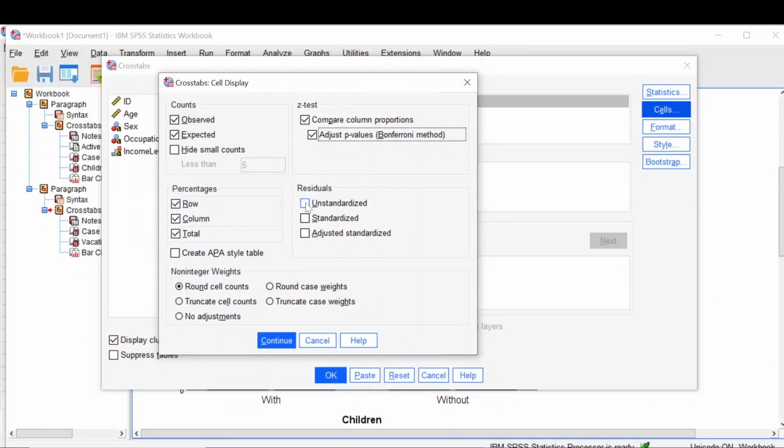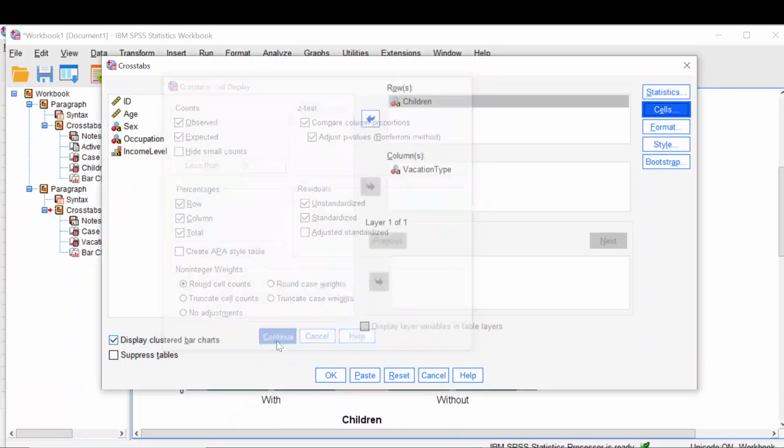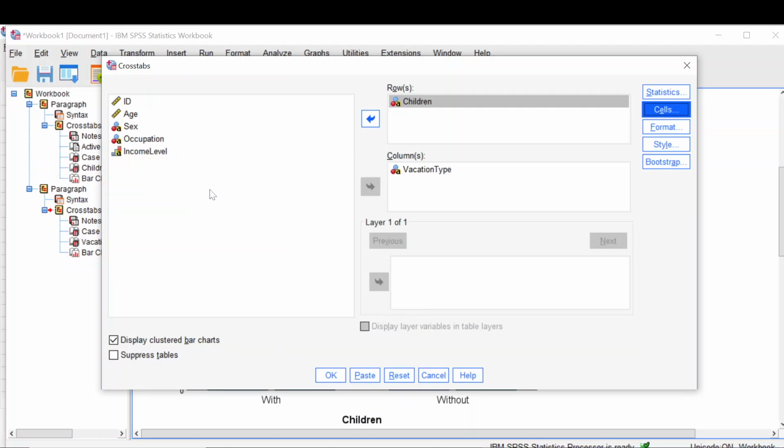Okay, we'll also collect some of these residuals. So we'll get unstandardized and standardized residuals, and I'll show you what those look like in the table. So we'll hit continue. Once everything else is set up, remember to keep this box checked, display clustered bar charts. It's not set by default, so make sure you check it if you're just starting from this point, and hit OK.